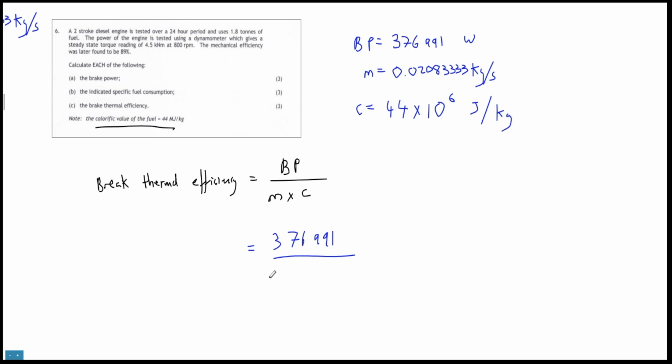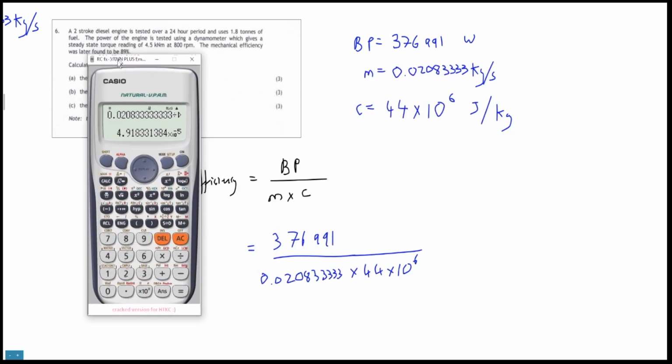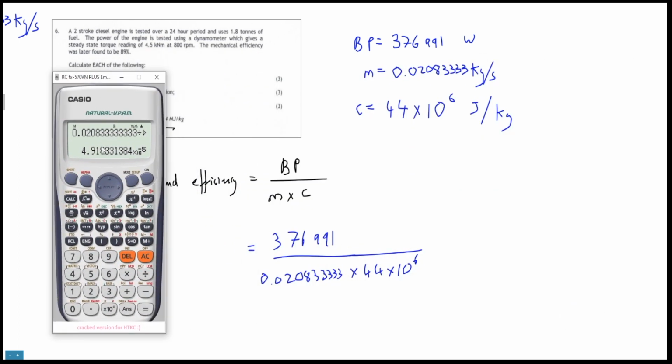Let's drop all these numbers in: 0.02083333333 times 44 times 10 to the 6. Now we type it all in, cross our fingers, and hope it works. That's an old number, so 376991 divided by, I put all the stuff in brackets so it all works, 0.0208333333 times 44 times 10 to the 6. Close brackets. And it looks good.